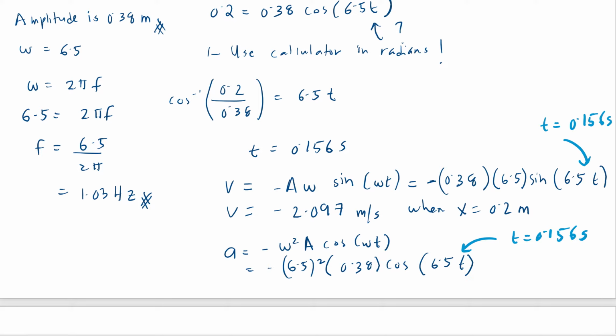So my acceleration should be, if I'm using my calculator correctly, which doesn't happen most of the time, 8.45 meter. What is the unit for acceleration? Meter per second squared. Get that right. Okay, so that is number 2. Remember, you have to use your calculator in radians for chapter 9.